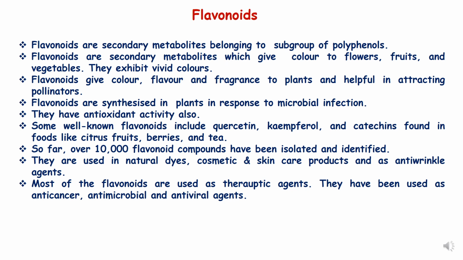They have antioxidant activity, and some well known flavonoids include quercetin, kaempferol, and catechins found in foods and fruits like citrus, berries, and tea. So far, over 10,000 flavonoid compounds have been isolated and identified, and they are used as natural dyes, in cosmetic and skin products, as well as anti-wrinkle agents. Most flavonoids are used as therapeutic agents, as anticancer, antimicrobial, and antiviral agents. Citrus fruits are a rich source of flavonoids.